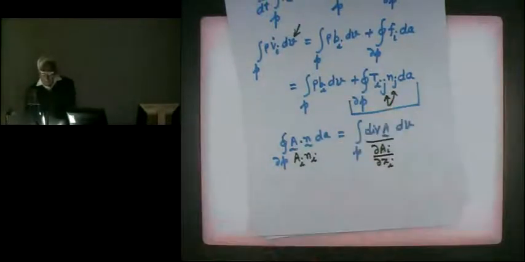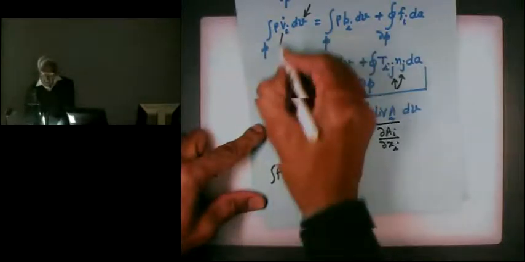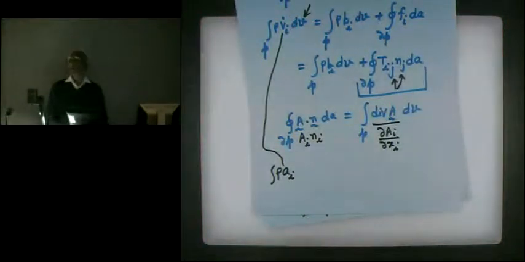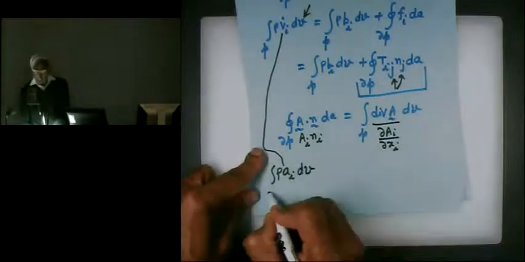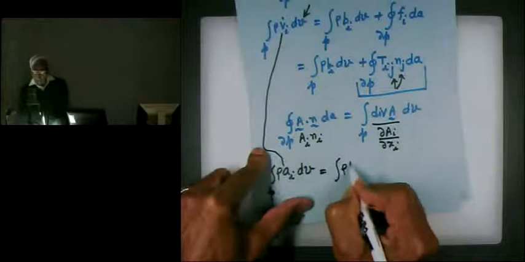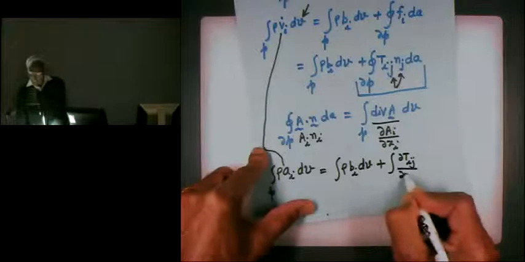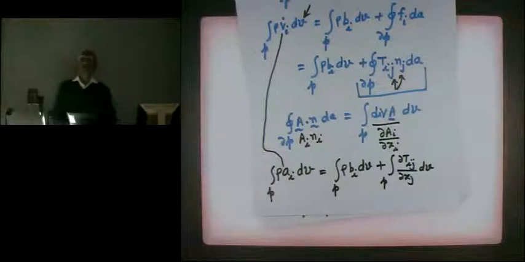So what we get then is rho. And now to make our friend happy, let's not write v_i. Let's write a_i for acceleration, because rate of change of velocity of a material particle is acceleration. So that's rho b_i dV plus delta T_ij over delta x_j dV. And all the integrations are on the volume now.